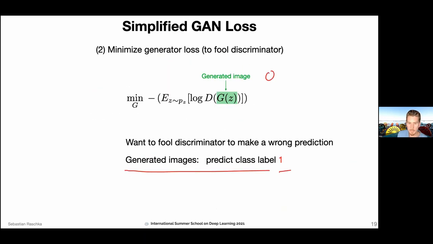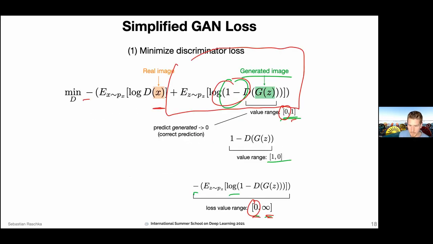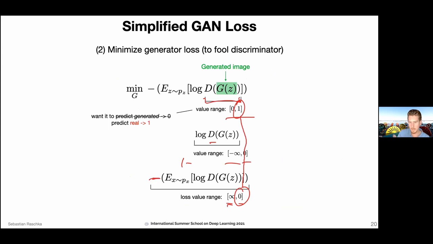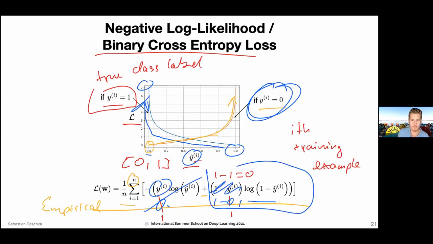And now if I go back a few slides, this is exactly the setup that we have here, the log 1 minus something, and here this log of the discriminator. So you can see that what we have in the GAN objective can be easily implemented using this binary cross entropy loss. So we don't have to write a new loss function. We can just reuse what's already there in PyTorch and TensorFlow.